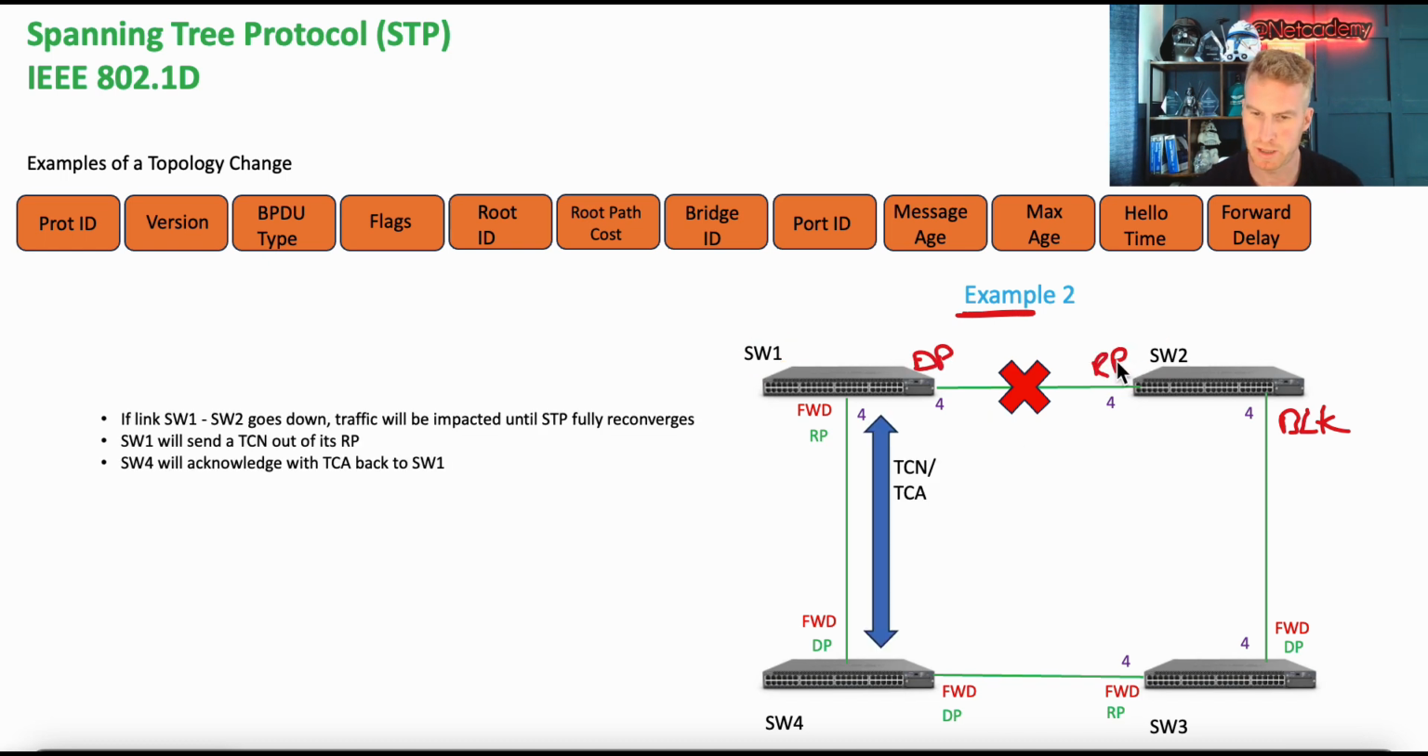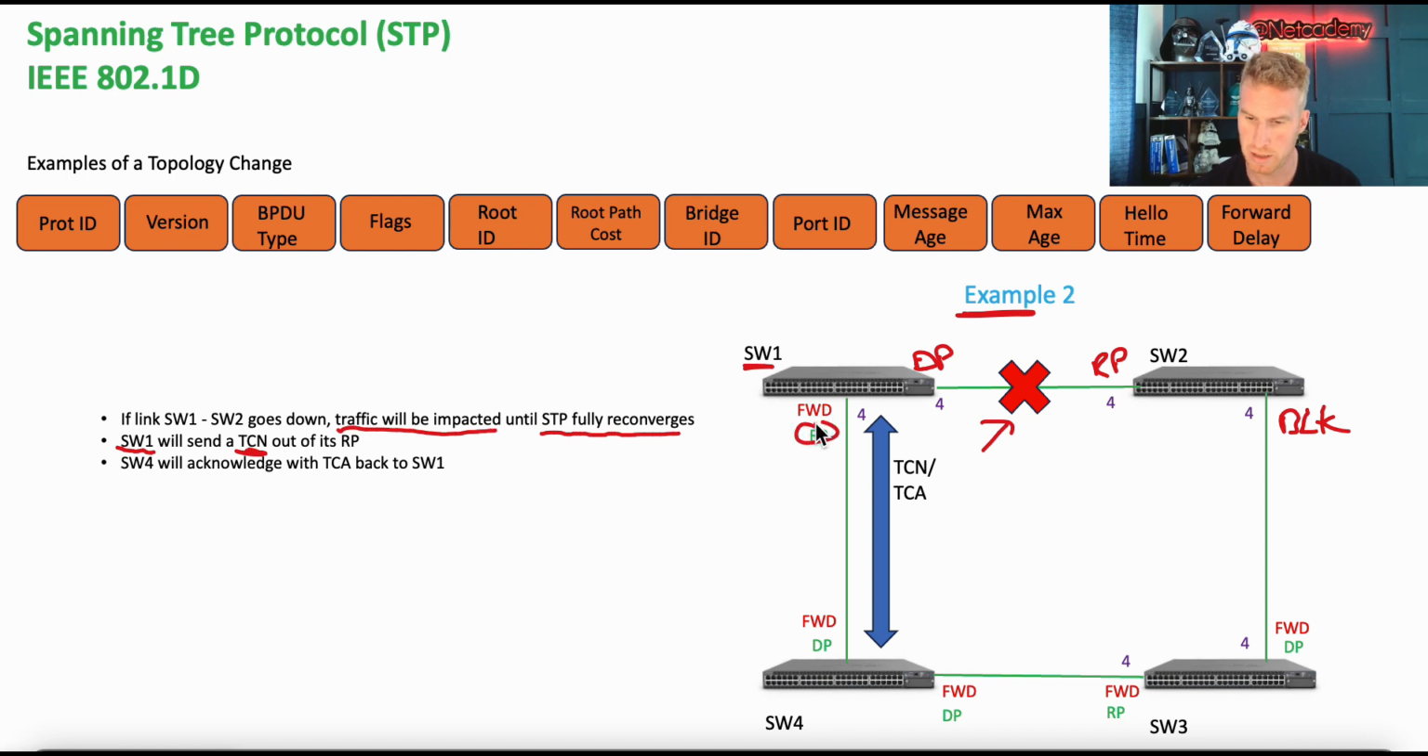Unlike the previous example, when this link goes down, traffic will be impacted until, that's the big word there, until the spanning tree protocol, that link path cost back to the root bridge, etc., fully reconverges. SW1 has seen that this link has gone down. What does it do? It does exactly the same thing that we've learned by now through this series. SW1 will send out a topology change notification upstream out of its root port.